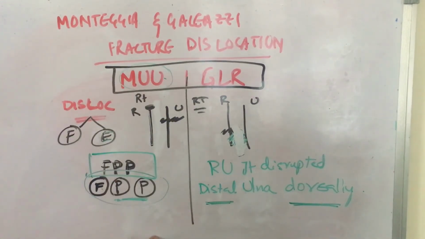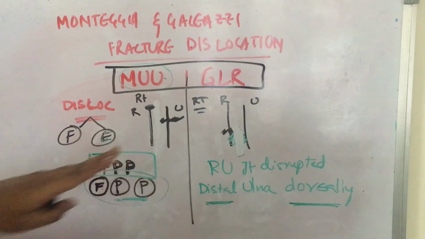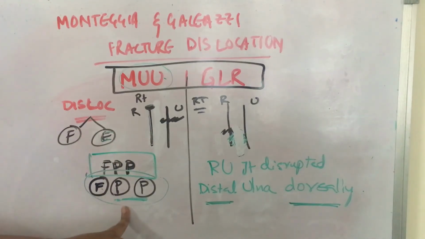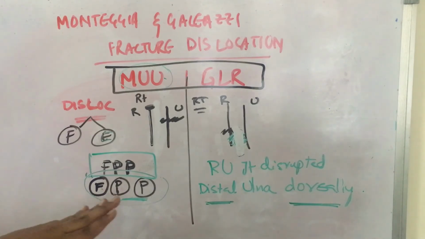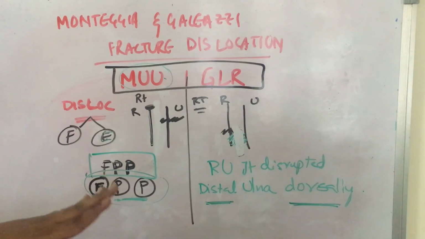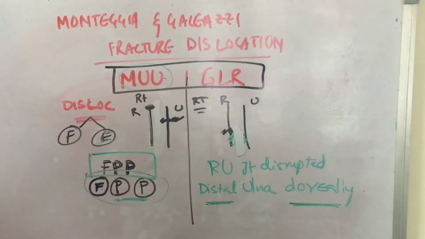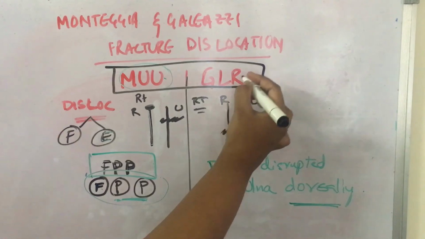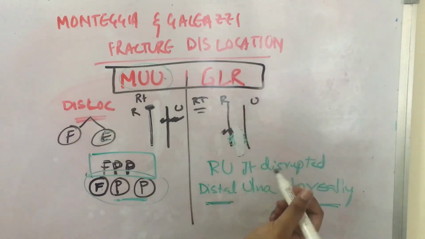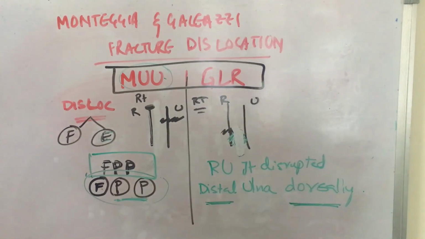If you remember FPP, you will recollect immediately that, okay, there are two types. There is a flexion type, there is an extension type. If the mnemonic is saying FPP, it means flexion type, posterior angulation of ulna and posterior dislocation of radial head, which means extension will be the opposite mechanism, right? And in GLR, what happens in GLR? Don't remember any mnemonic in GLR.